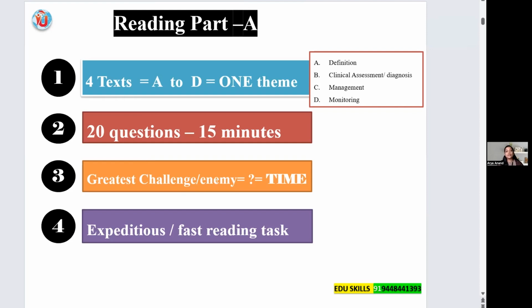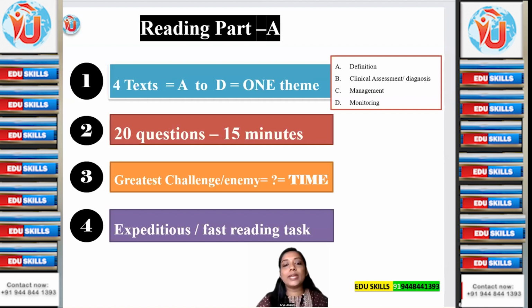And our greatest challenge or enemy is time. So we have to defeat the time. And we need to do expeditious or fast reading in our reading part A.